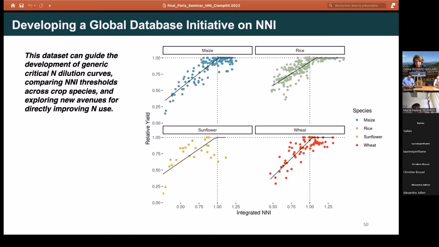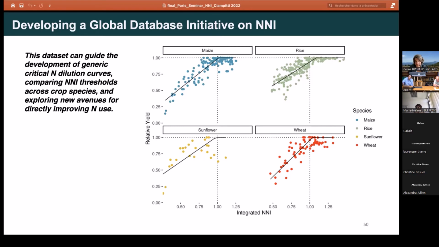This data set really can help us to guide how we can collect dilution curves, how we can stop this madness, if I can call it that, of doing dilution curves everywhere in the world, in your garden, behind your garden, in front of your garden, just to check if it's different. And then how we can start focusing on what is next.